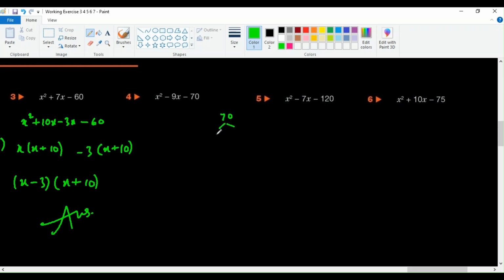Factors of 70 are 1 times 70, 2 times 35, and 3 times. Can we divide this by 3? No, we cannot divide. So 70 divided by 5 gives us 14. So 14 and 5. 14 minus 5. Okay. So I will write this one as it is. I will not change.